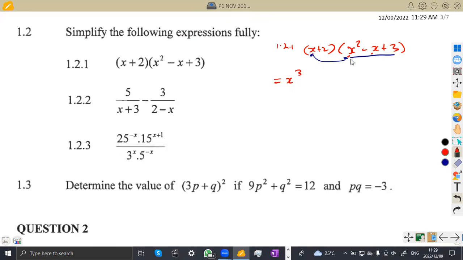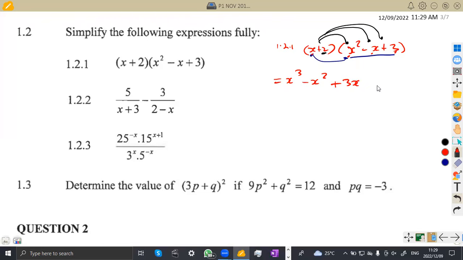Then x and minus x, which is going to be -x squared. Then we've got x here and 3, which is going to be positive 3x. You're done with x. So x is to multiply each and every term. Okay, if you are done with x, then you move on to +2. So +2 is supposed to act the same way, supposed to multiply x squared, -x, and also 3.